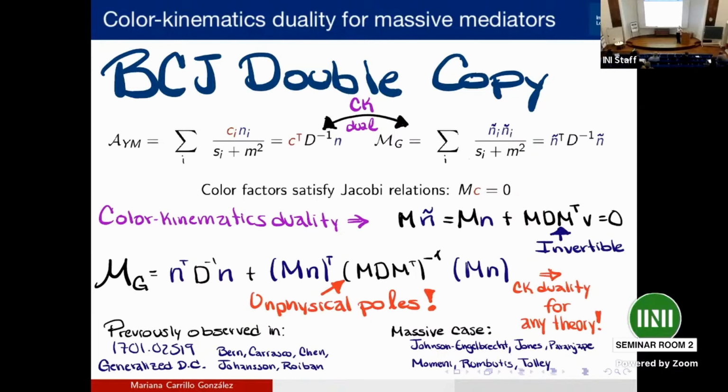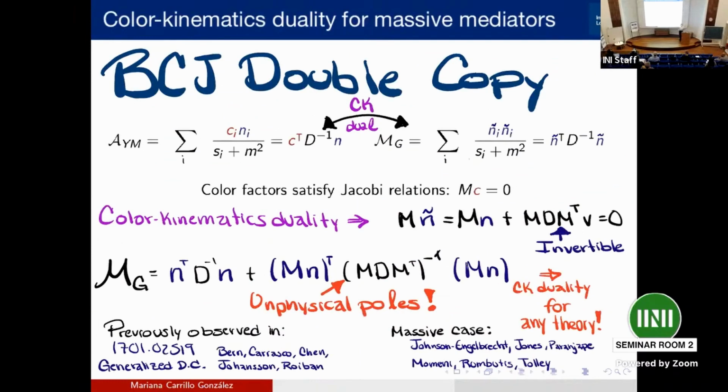And this kind of structure was observed before, not only in the massive case, but already in the massless case. And it's the case because finding a correct representation of these numerators that satisfy color-kinematics duality can become complicated when you do it at higher-point functions or at loops. So people observed this kind of structure in a generalized double copy relationship here, but it was also rediscovered for the massive case here.